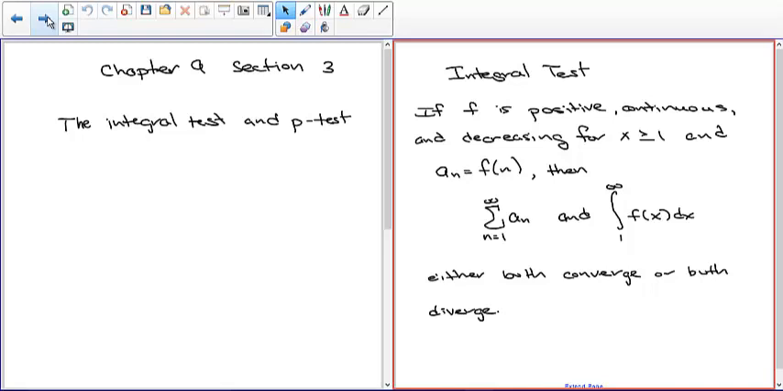So basically what we're going to do is look at the equation for the nth term of the series, and if we can substitute x for n, then we can evaluate the integral. If the integral converges, then the series converges. And if the integral diverges, then the series diverges. And it kind of makes sense, because what do these two represent?